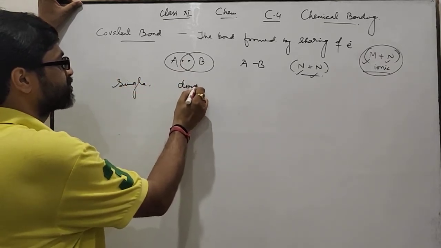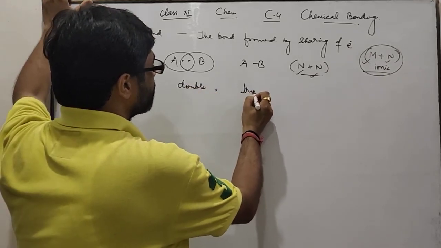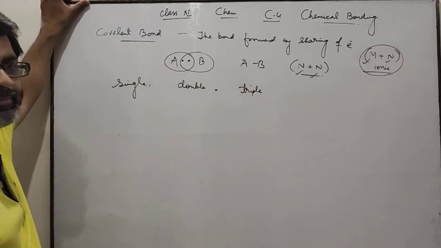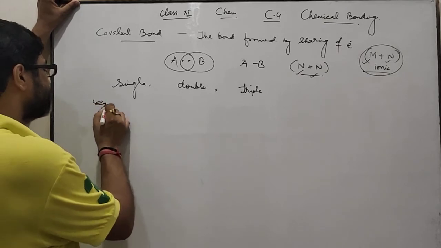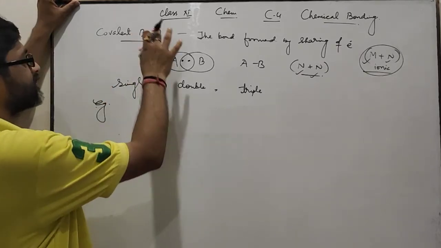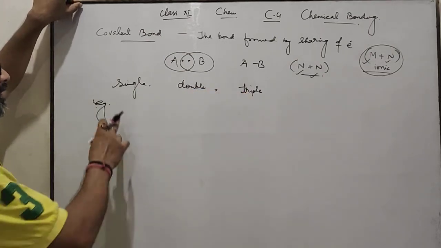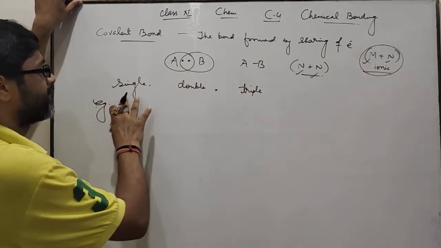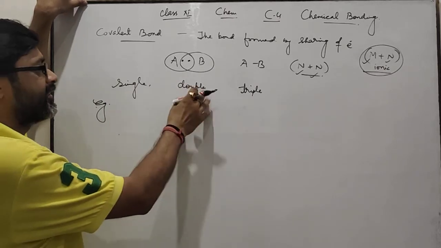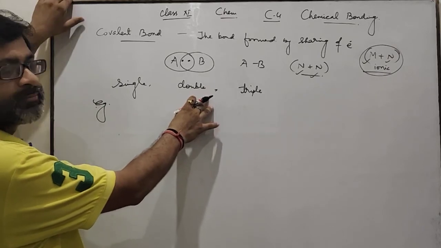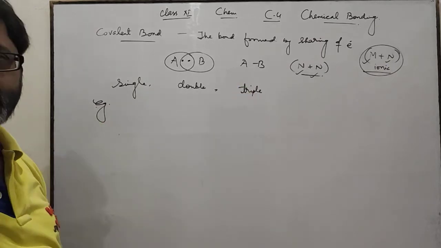If two electrons are shared by each atom, then it forms a double covalent bond. And if three electrons from each atom are shared, then it forms a triple covalent bond. See here, you can say covalent bonds are of three types: single covalent, double covalent, and triple covalent. If sharing of electrons takes place by one pair, then it is called a single covalent bond. If two pairs of electrons are shared, then it forms a double covalent bond. And if three pairs of electrons are shared, then it forms a triple covalent bond.